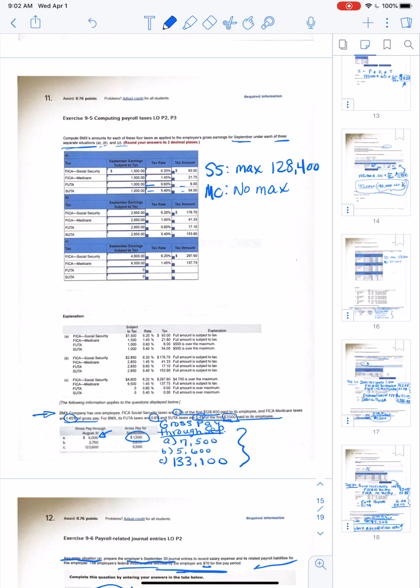Okay. So now in the next situation, situation B, we're going to do something very similar. But what we're going to see here is in this case, the full amount paid in September is subject to tax in all 4 cases. And you say, well, why is that? And the reason, of course, is that the gross pay through September is below all of our thresholds. So it's below the $7,000 for FUTA and SUTA, and it's well below the $128,400 max for Social Security. So all we're going to do is pull through this full $2,850 that we see right here.